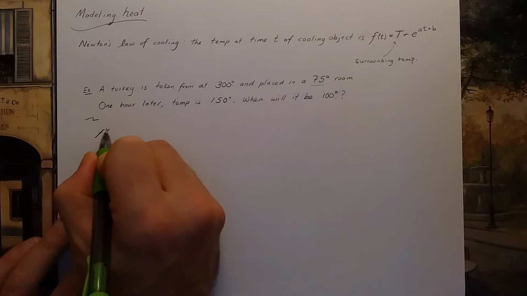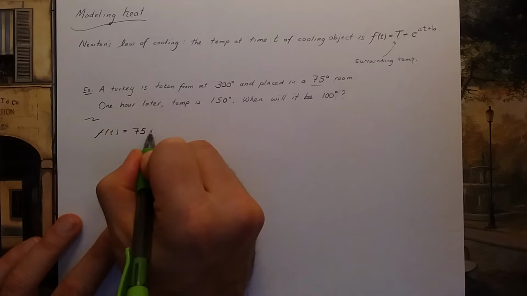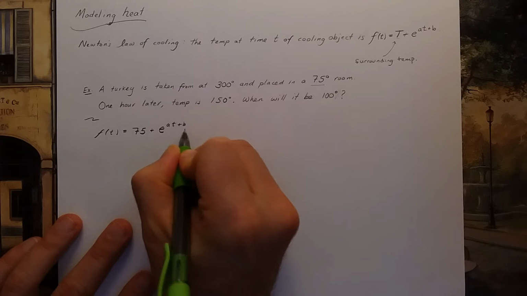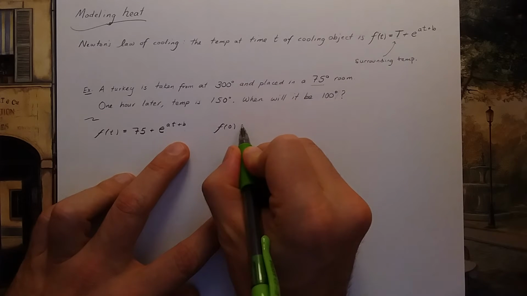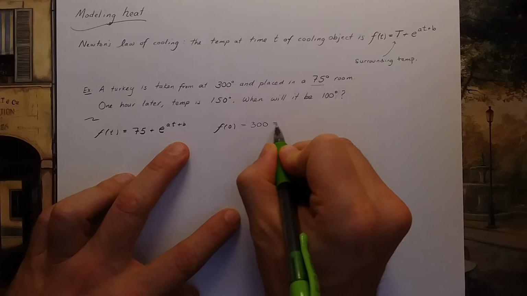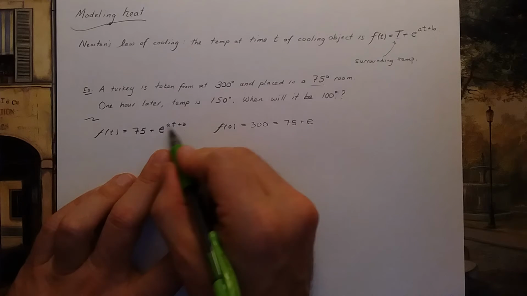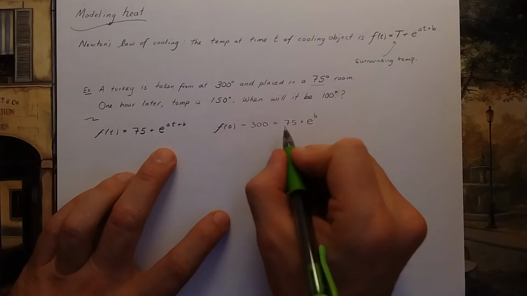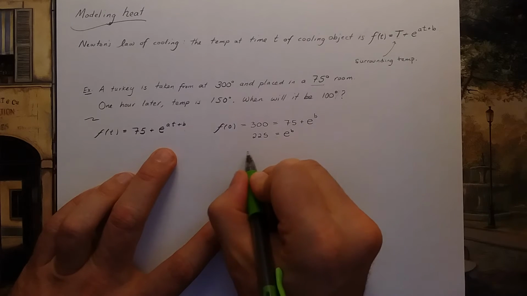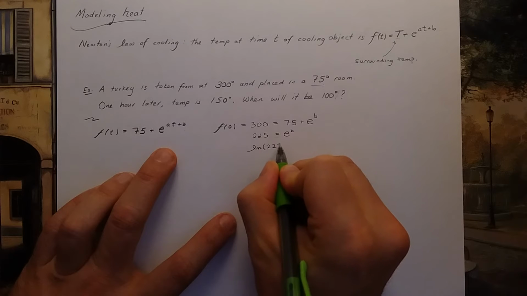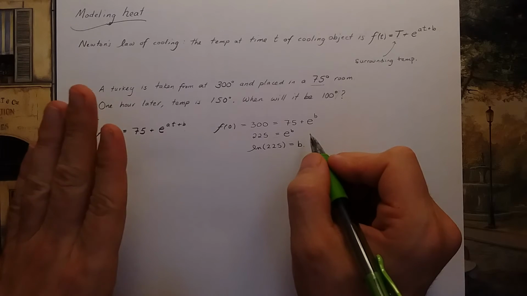I have that my model at this point is 75, that's the surrounding room temperature, plus e to the a t plus b. I also know that initially at time 0, it's 300 degrees. So initially it's 300, therefore 300 would have to be 75 plus e. I'm plugging in t equals 0, so it's simply e to the b. You could subtract, you get 225 is e to the b, and then you could take logarithms on both sides to get log of 225 is equal to b.